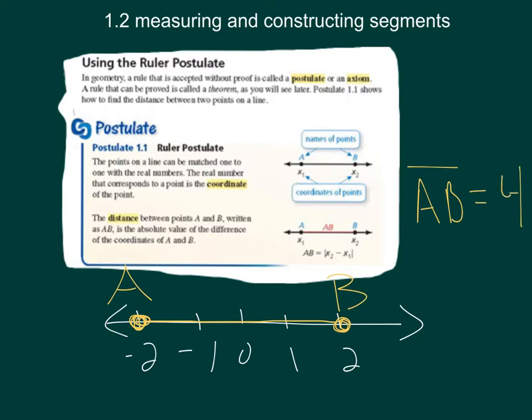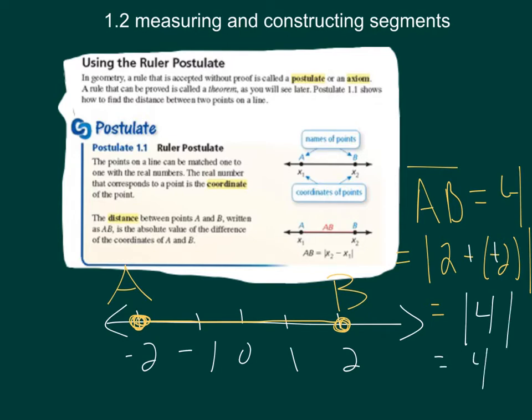Now you don't always have to count. You can actually use what they have down here, which is this. So if you see, it's going to be the absolute value of 2 minus -2. So this is another way to find AB. So this would really equal 2 minus -2. Now, if you don't know, always add the opposite. So it's 2 plus 2, which would be 4. The absolute value is 4.